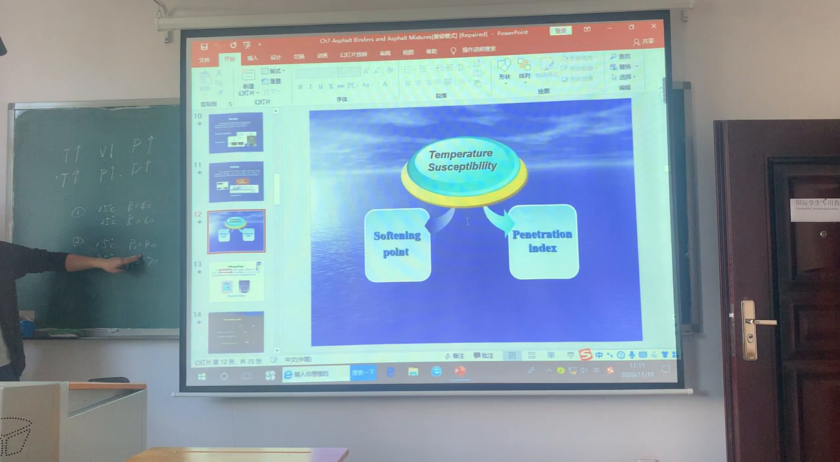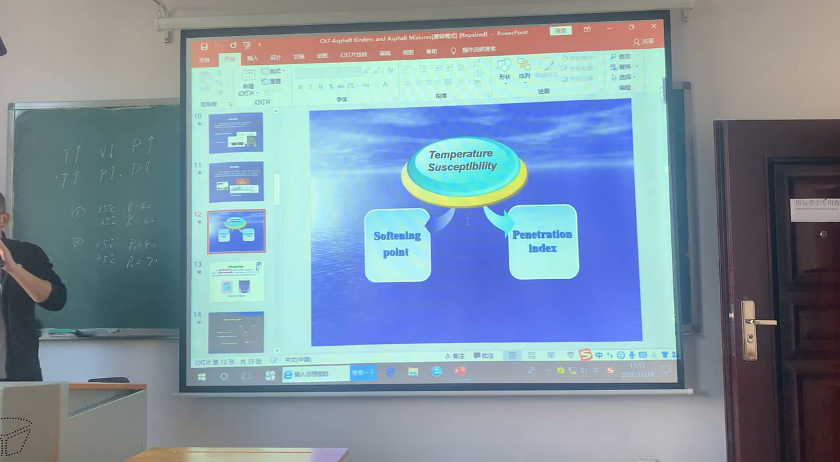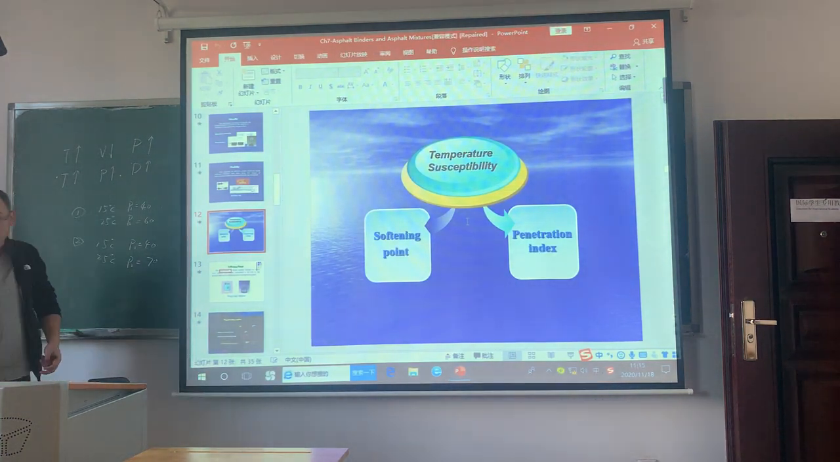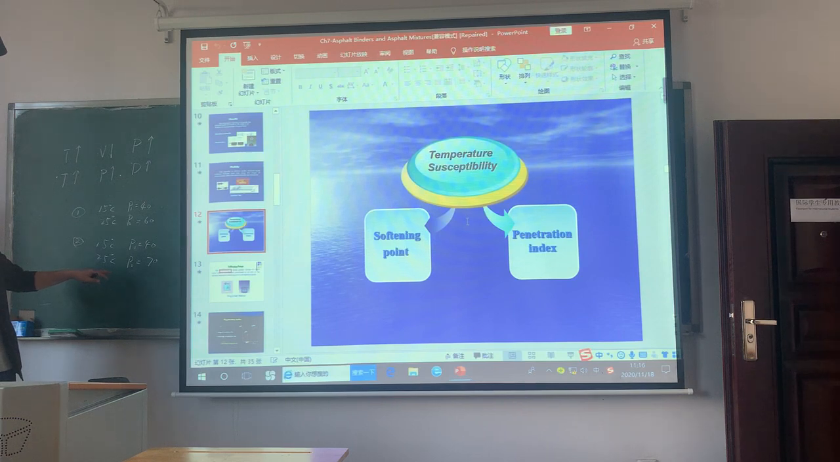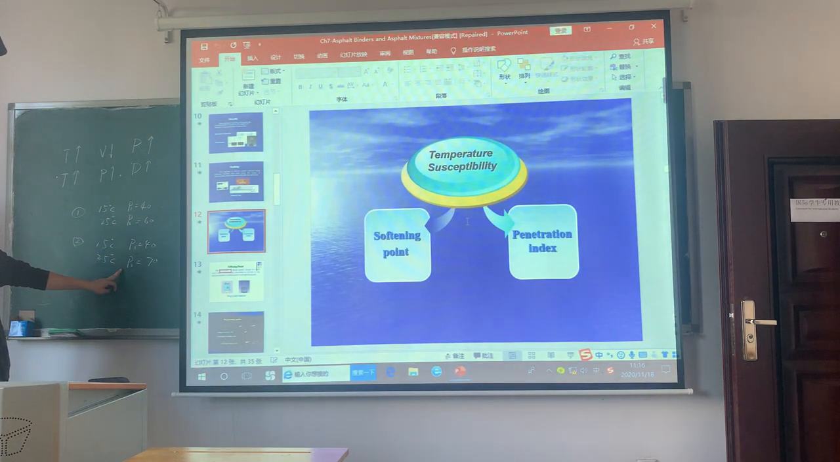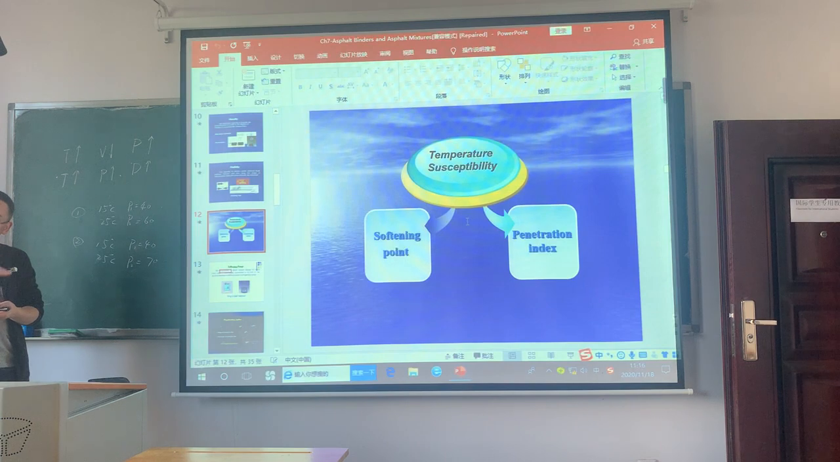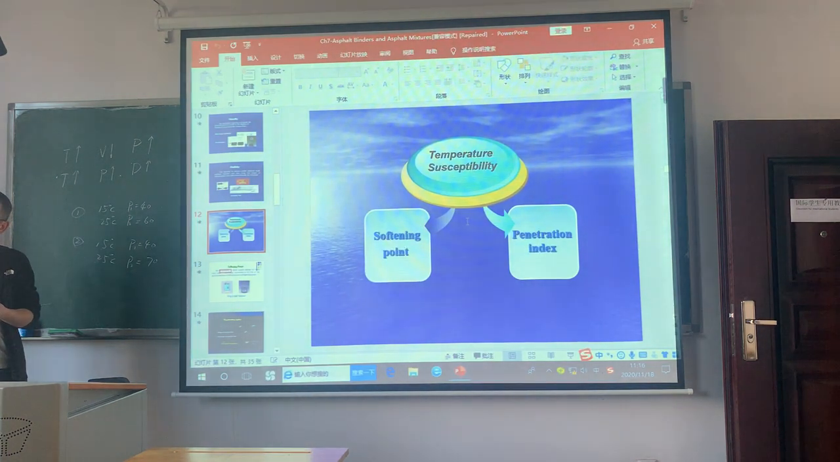Which one is big? This one is big. But the big temperature susceptibility relates to the change. The change is bigger than this one, but it means the temperature susceptibility of this one is bad, is poor, because the change is... I don't know how to explain.